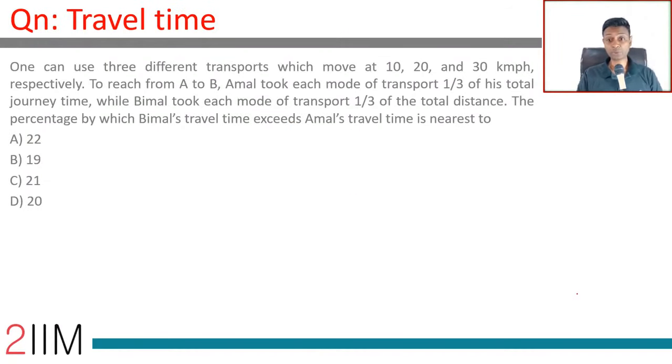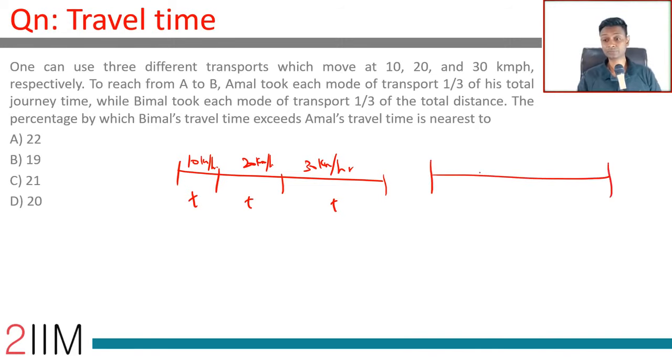One can use 3 different transports which move at 10, 20 and 30 km per hour respectively to reach from A to B. Amal took each mode of transport for 1/3 of his total journey time. So 10 kilometers per hour, 20 kilometers per hour, 30 kilometers per hour, 1/3 of his total journey time. Time T, time T, time T. While Bimal took each mode of transport for 1/3 of the total distance. 1/3 of D, 1/3 of D, 1/3 of D.